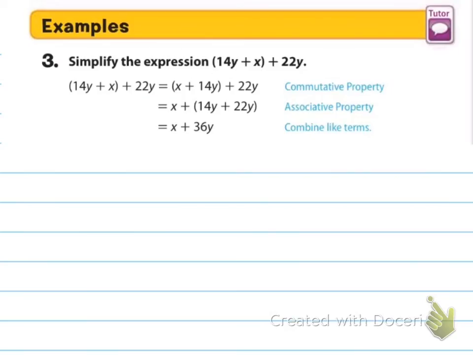One, it says 14y plus x plus 22y. Now, honestly, there's no reason to have anything in parentheses right now. You would need to change the order if you want to combine your y's this way, and then put your y's together so that you have 14 plus 22 y's.